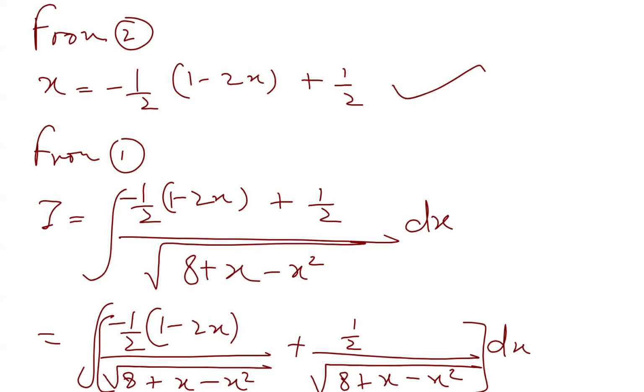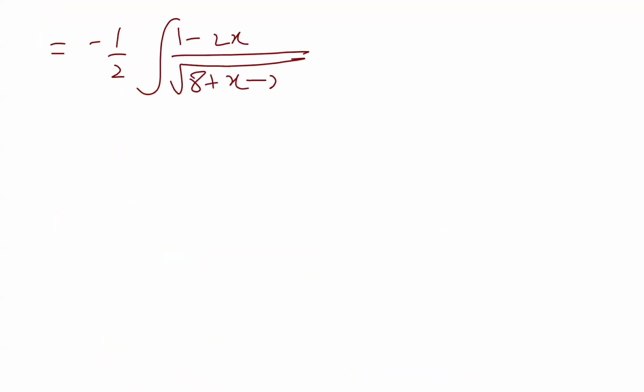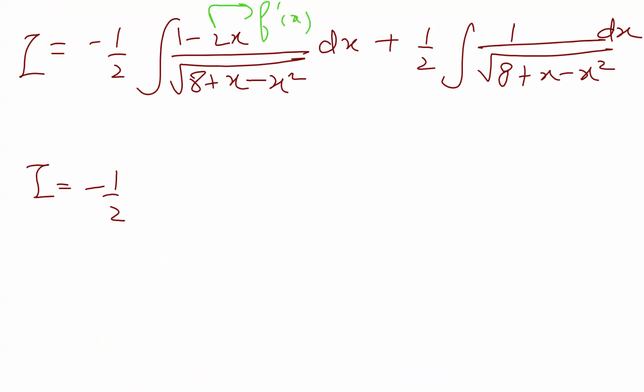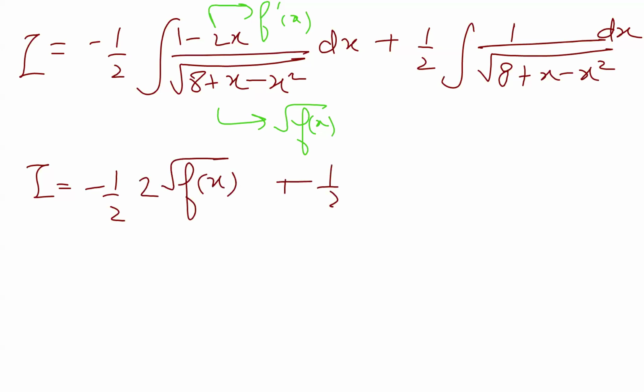Okay, now take the constants outside. Minus half (1 minus 2x)/(8 plus x minus x square) dx plus half 1/root of (8 plus x minus x square) dx. So this is I. So I is equal to minus half. Now this part is f dash x upon root f of x. So that is 2 root f of x plus half I1.